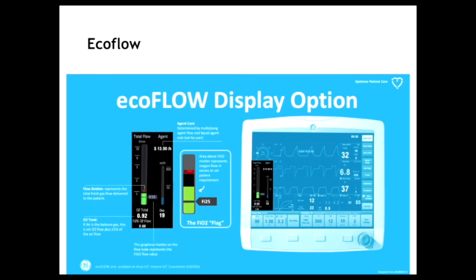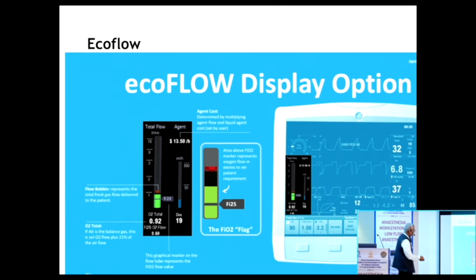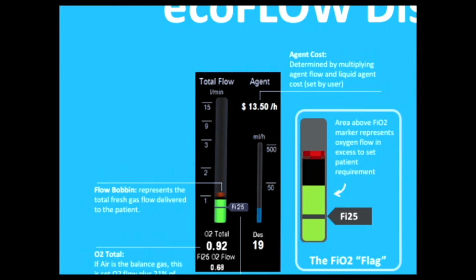Now there are more technologies, like you might have seen, such as EcoFlow. It gives you an idea. Okay, if you want to give inspired oxygen of 25%, they give you a sort of picture that tells you that this much oxygen is a must. So various machines are giving various technologies. Now this machine has an econometer for adequacy of low flow. Some other machines also have an econometer for identifying that you are delivering adequate low flow, not excessive, not very low.